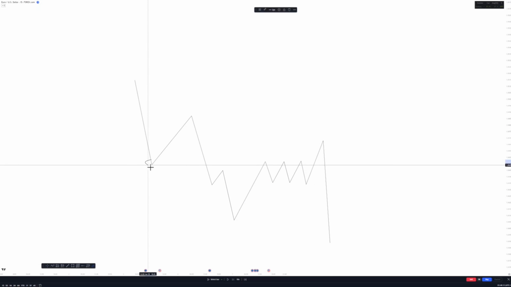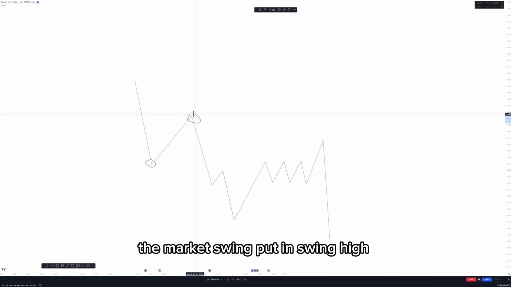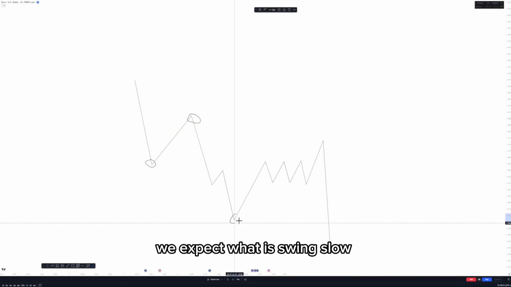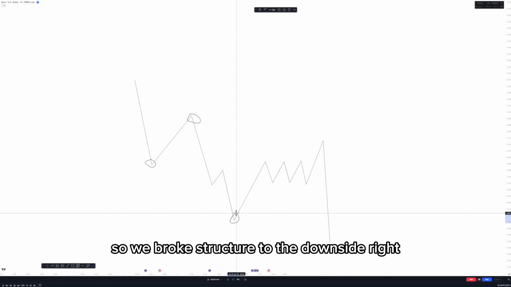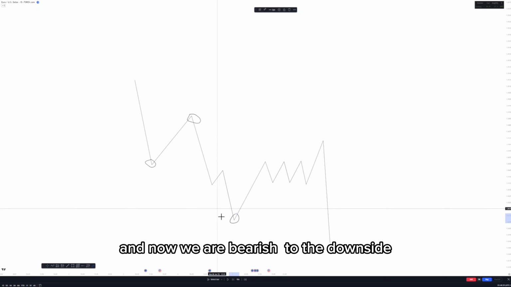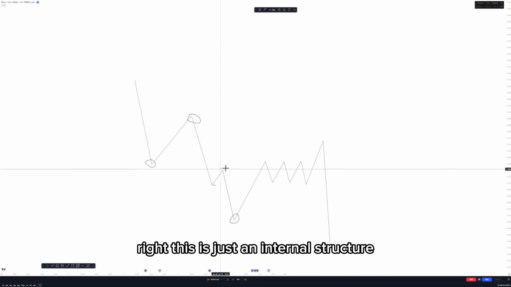So this is the low. We have a swing low. The market put in a swing high. After a swing high, what do we expect? We expect a swing low. So we break structure to the downside. This is a break of structure, and now we are bearish to the downside. Now understand that this is just an internal structure.